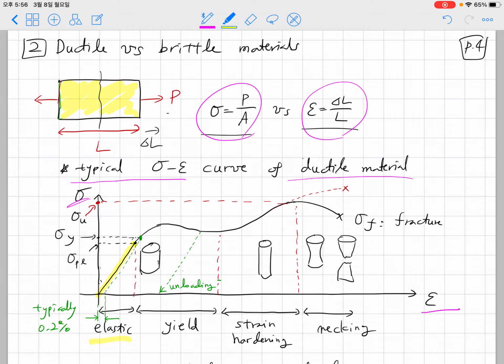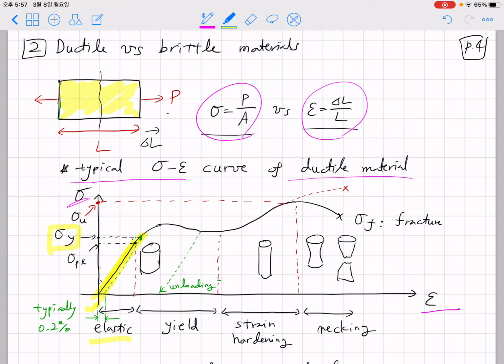After some point, you're going to see that it deviates from this linear curve, and typically it will have some sort of softening, or the slope gets smaller. If you draw another line that is parallel to the elastic zone, with a 0.2% offset, you can find an intersection point. We call that typically the yield point or yield stress, sigma y.